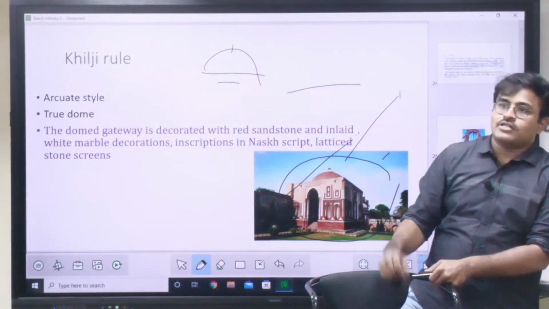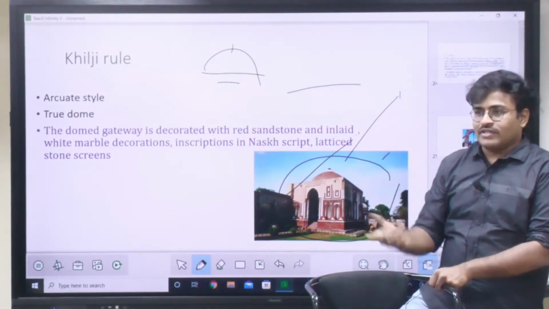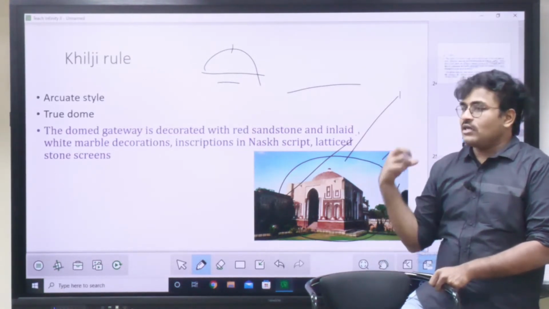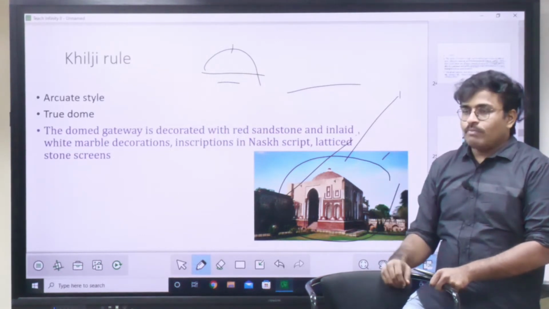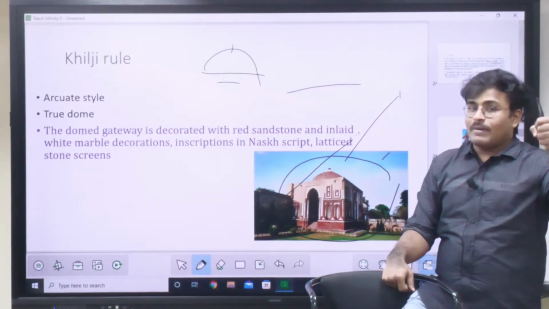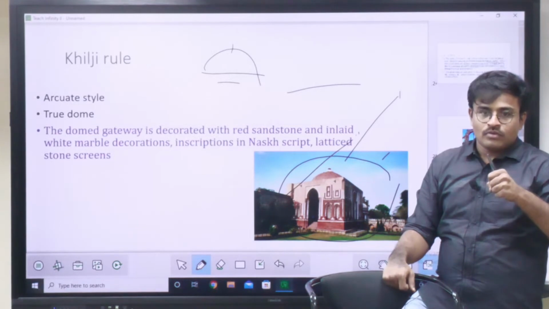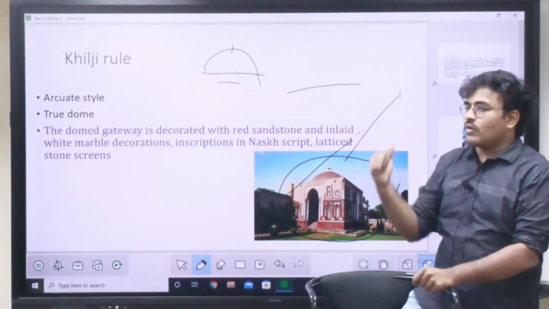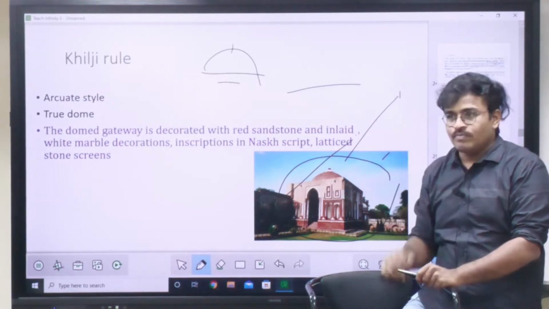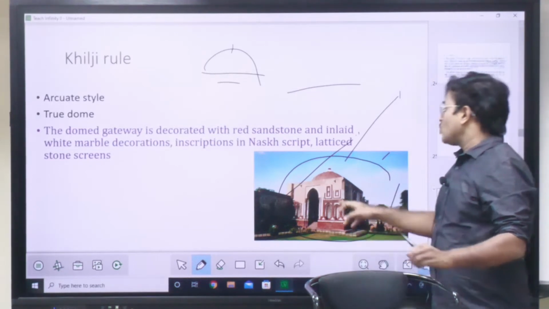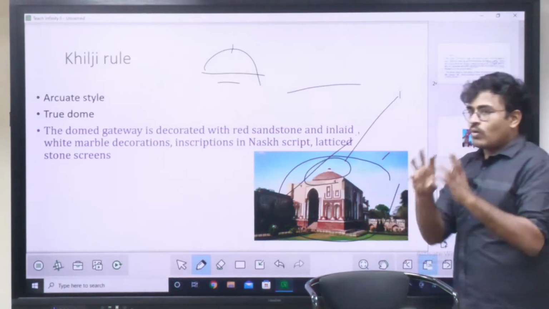UPSC has asked a question on Akbar constructing Buland Darwaja. So Alauddin Khilji constructing Alai Darwaja is also important. Buland Darwaja was constructed after Akbar won over the Gujarat region. But here it is after the victory over Chittor that he constructed this Alai Darwaja, and this is the first true dome in India.